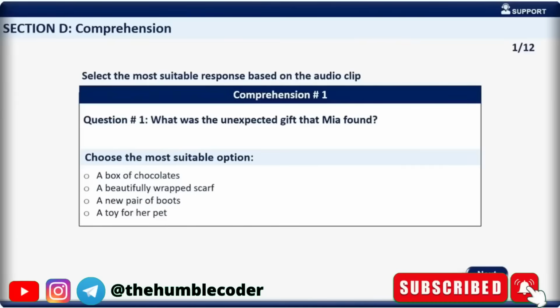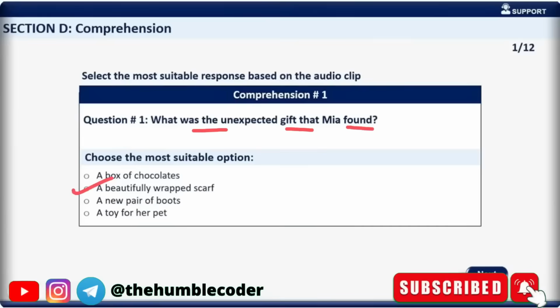Okay, so now let's attempt the first questions. There will be 3 questions based on that audio. The first question is, what was the unexpected gift that Mia found? The options are a box of chocolates, a beautifully wrapped scarf, a new pair of boots, a toy for her pet. The correct answer for this question is a beautifully wrapped scarf.